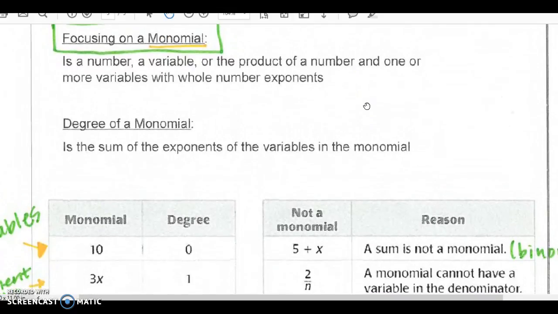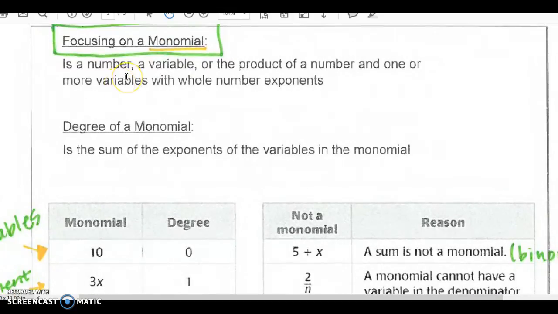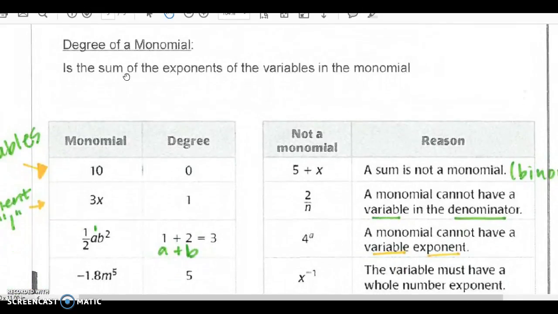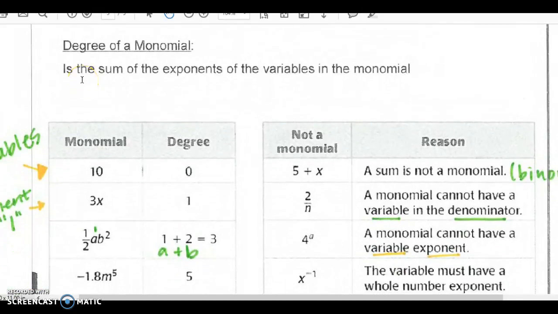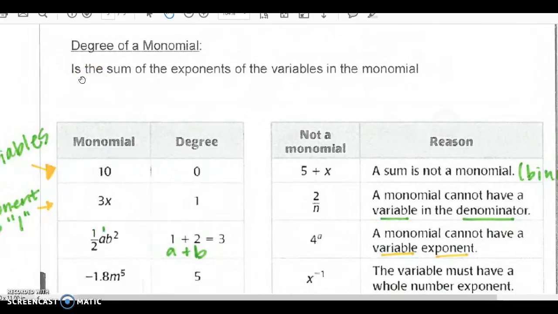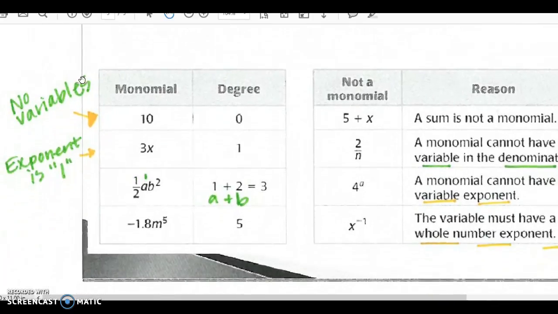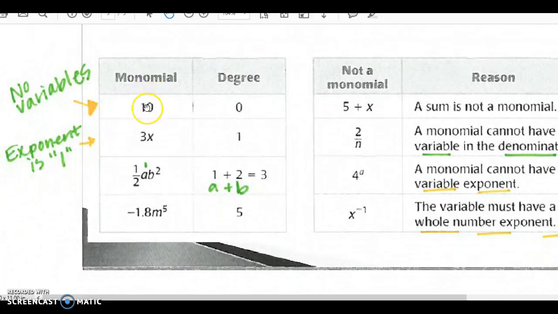Focusing on a monomial for a second, it is a number or the product of a number and one or more variables with whole number exponents. The degree is the sum of the exponents of the variables in the monomial. So if you look down here, the monomial is 10. There are no variables, so therefore the degree is 0. You have to have variables in order to get a degree other than 0. For instance, 3x, the exponent is 1 on the x, so the degree is 1.